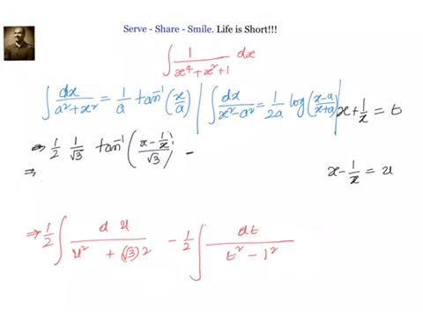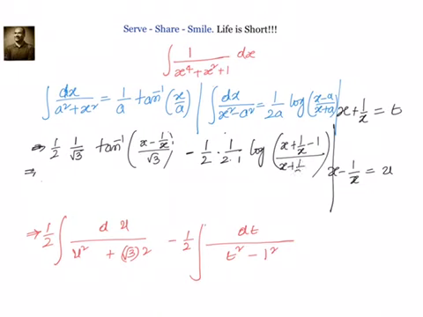We have minus half. Now we have the formula integral of dx by (x square minus a square). So that formula is 1 by 2a, and a is 1 here, log of (x minus a) by (x plus a). What is x here? x is x plus 1 by x, minus a, that is 1, divided by x plus 1 by x plus 1. So let us simplify that.